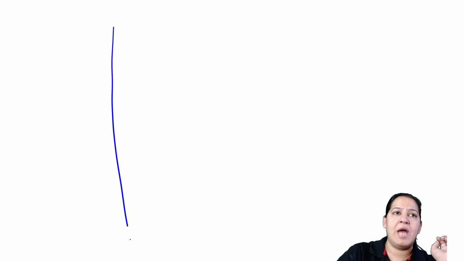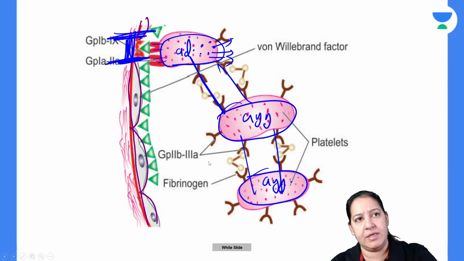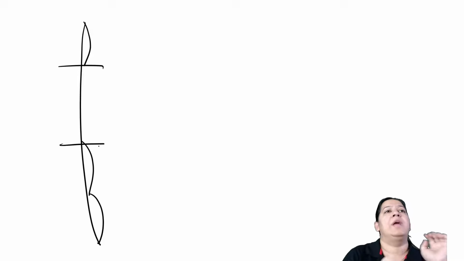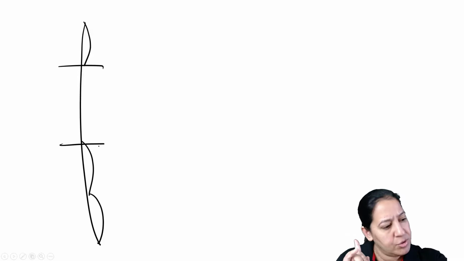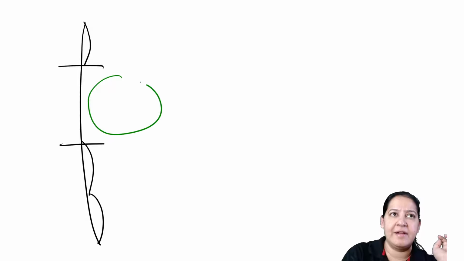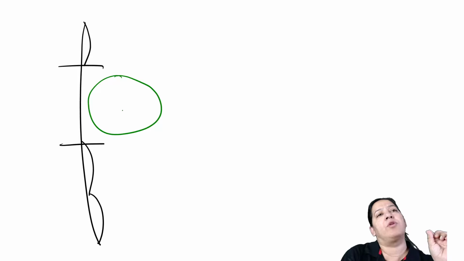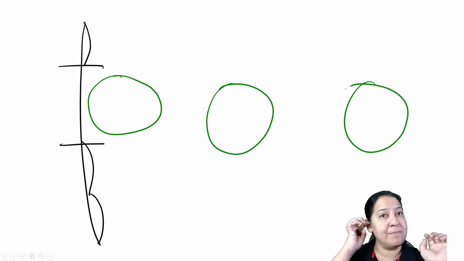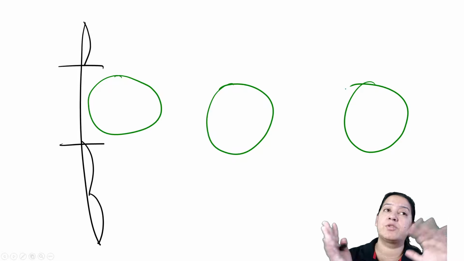So let me draw the endothelial lining. Just a second. You can see here is the disruption of the endothelial lining. So you can see this is the site of the injury. Endothelial lining is disrupted. So this is the first platelet, this is the second platelet and this is the third platelet, right? So what receptors are present on these platelets to form the bond?